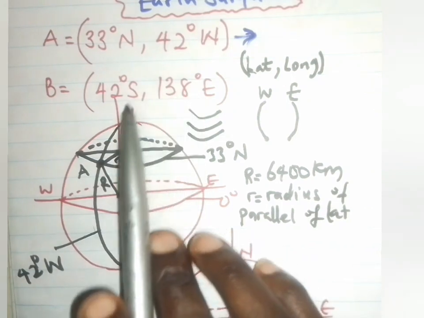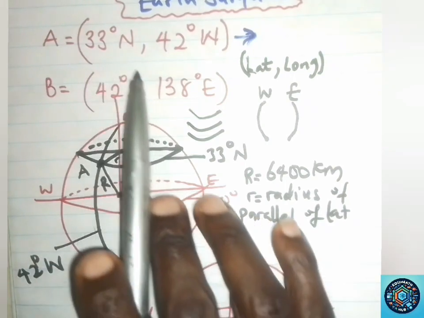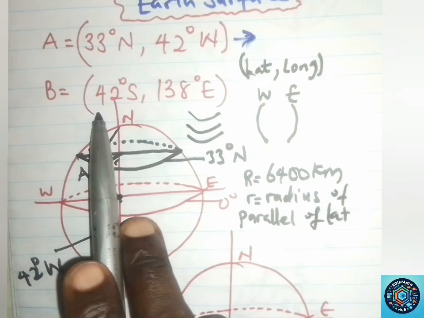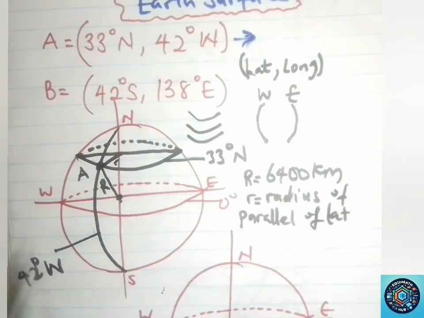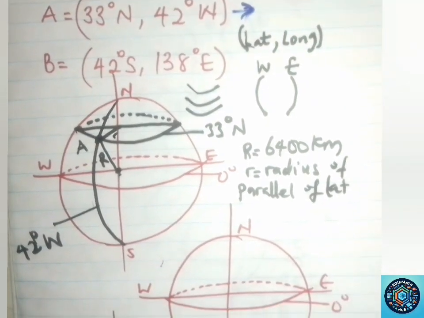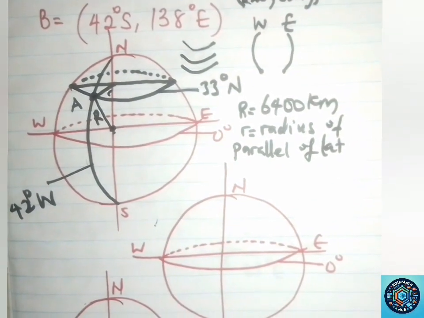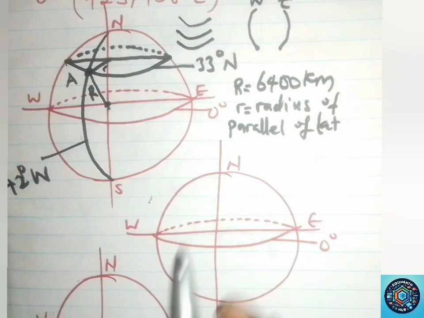So the first one that comes first is always latitude, then followed by longitude. So let's do the first one. We have 42 degrees south. 42 degrees south is at the bottom part here. This is it here. After drawing your skeleton, you draw your major shape, you label everything, your cardinal points. So 42 degrees south is down here.